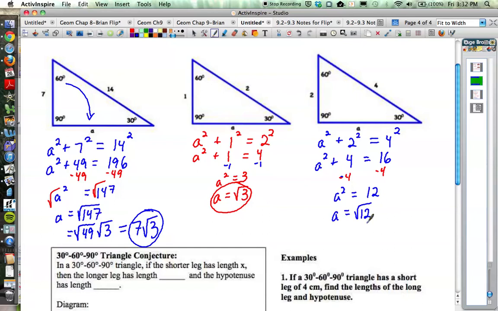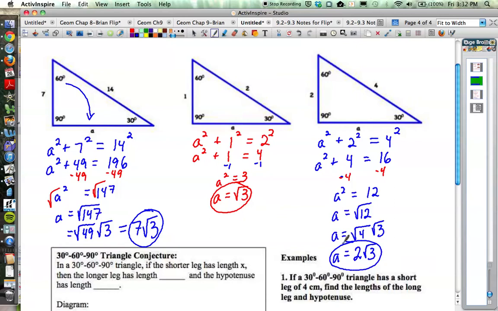Simplified radical form. What's the biggest perfect square that's a factor of 12? 4 is the biggest perfect square that's a factor of 12. So we'll separate that out into the square root of 4 times the square root of 3, because 4 times 3 is 12. So we can separate those out into 2 square roots. And the square root of 4 is 2, so that gets that out from underneath the square roots. So the square root of 12 is the same thing as 2 times the square root of 3, and now it's in simplified radical form.